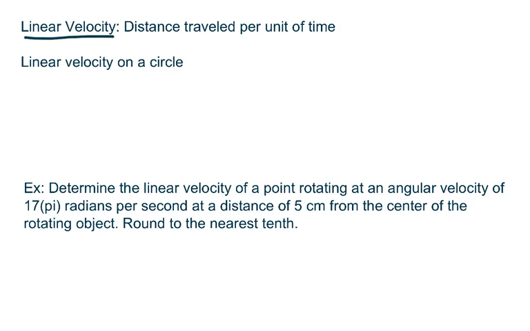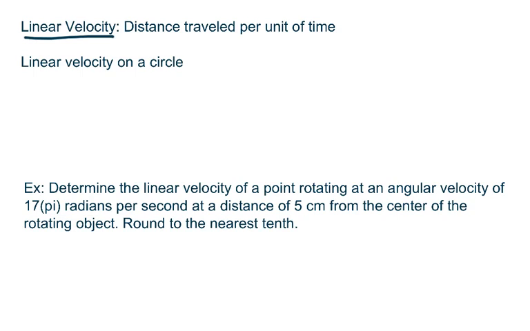Now, specifically, we're thinking about linear velocity on a circle. So how fast we're moving. If we have a circle, how fast are we moving from here to here, depending on how long it took and what the radius of that circle is. That's what we're going to be able to find with linear velocity on a circle.